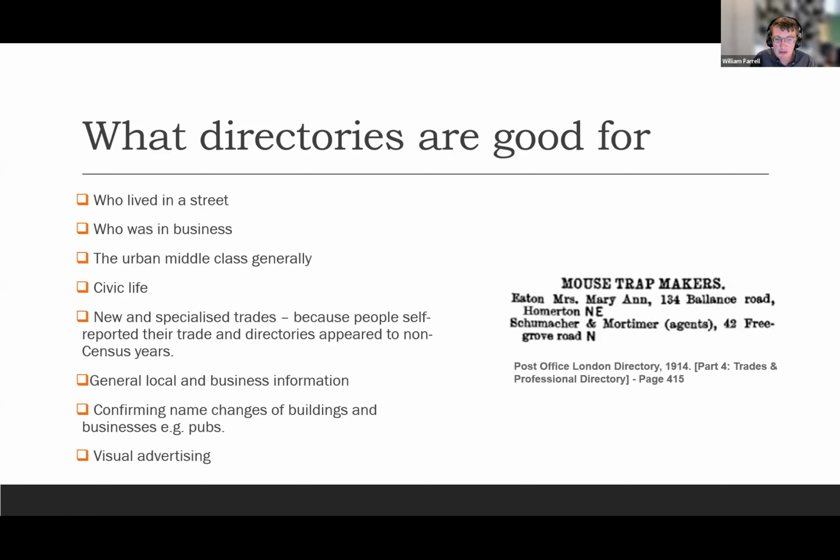One reason for this is that when most of the agents went out to ask people if they wanted to be in the directory, they would then ask what their business or trade was. People self-reported their trade or their business sector. Although some of those might have been altered slightly to get people under certain headings, generally the evidence is that the directories went with what you said you did. Combined with the fact that there are a lot of directories that appear in the non-census years, the directories are quite good at reflecting new occupations and trades and things that are very specialized.